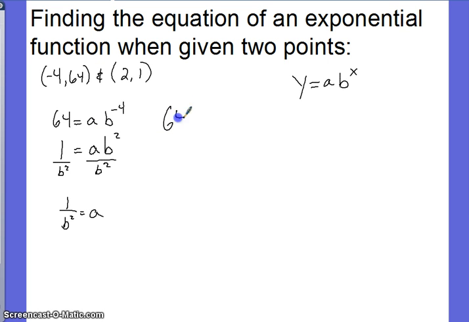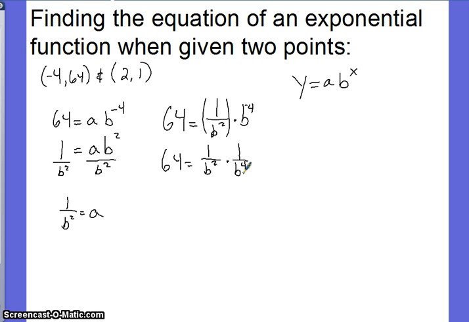So I have 64 is equal to 1 over b squared times b to the negative 4th. Now again, 64 is equal to 1 over b squared times 1 over b to the 4th. So that's going to be 64 equals 1 over b to the 6th, because when we multiply, we keep our base and add our exponents. So 1 over b to the 6th equals 64.